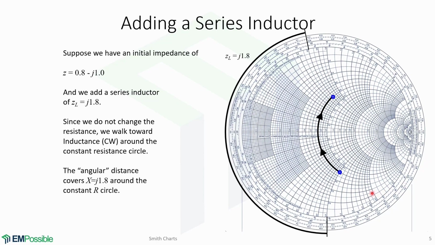Now we wish to add a series inductor. Suppose we have an initial impedance of Z equals 0.8 minus j1.0, and we want to add a series inductor of normalized impedance of j1.8. This is our initial impedance. Since we do not change the resistance, we walk toward inductance, clockwise around the constant resistance circle, at an angular distance of j1.8. This is how we add a series inductor.